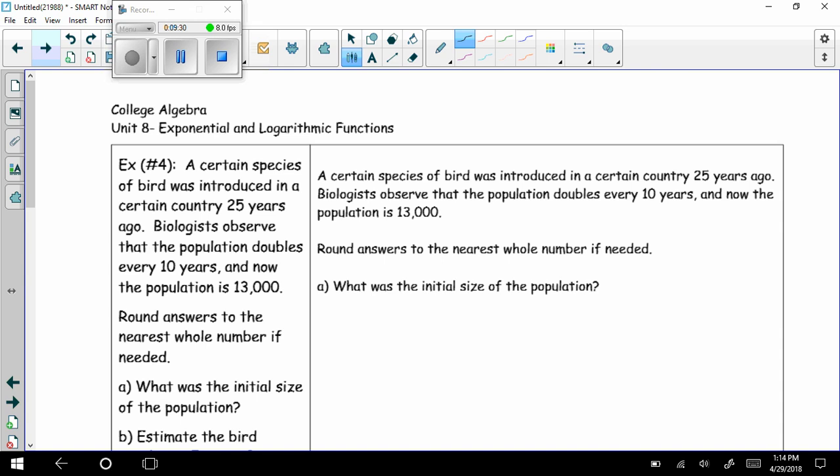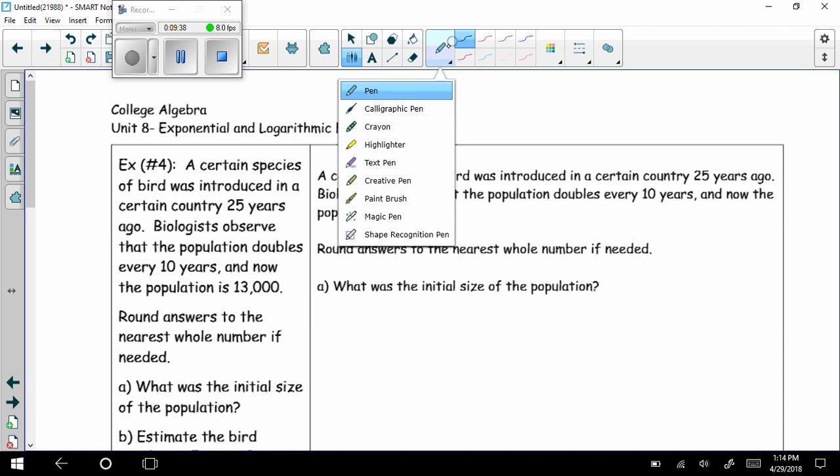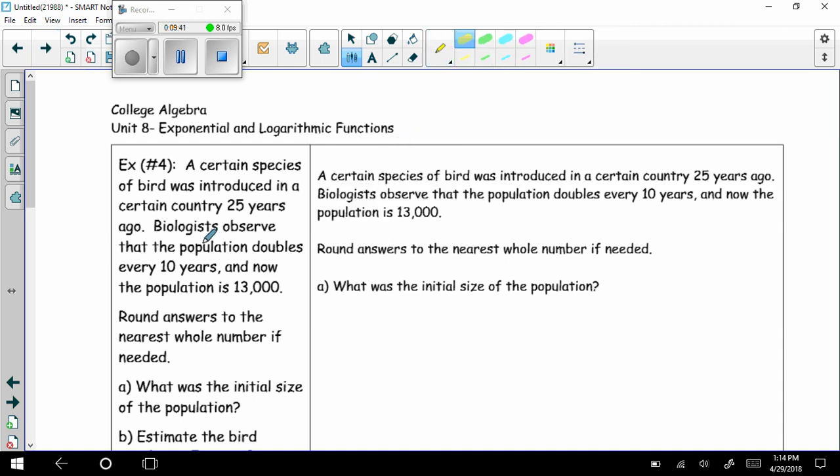The second example is going to be similar, except it's going to ask for a different amount of information. In this situation, I do have a doubling scenario again. So my trigger word is that doubling scenario. Just a reminder, that formula again is n of t equals n sub 0 times 2 to the t over a. This time I'm trying to figure out what the initial size is. So I should be able to look at the information I'm given and plug in various pieces. The population now is 13,000, so that gets plugged in for n of t.